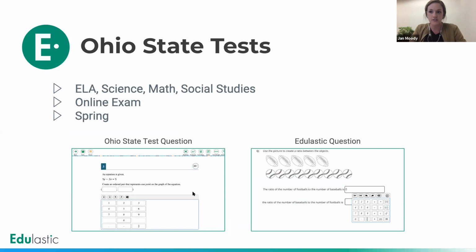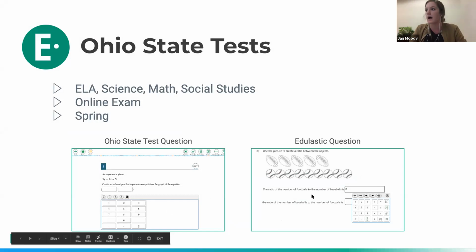These 2 screenshots are what I was mentioning earlier. This is an example of a state test question that students might see on the Ohio State test, and this is what a similar question looks like on Edulastic. I wanted to put this in here so that you all are able to see the similarity between the 2, especially with this little math calculator, this math tool right here.